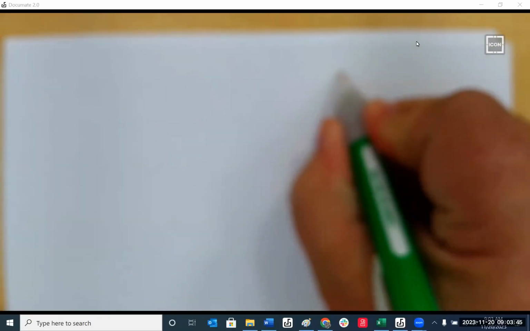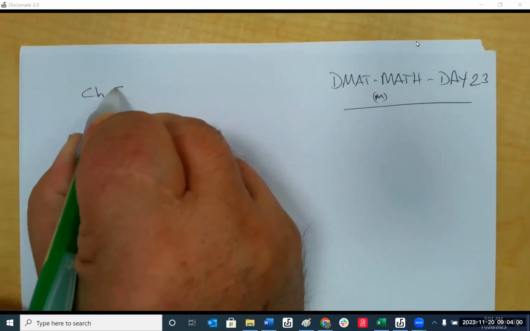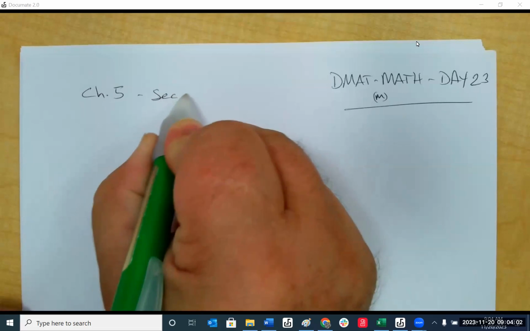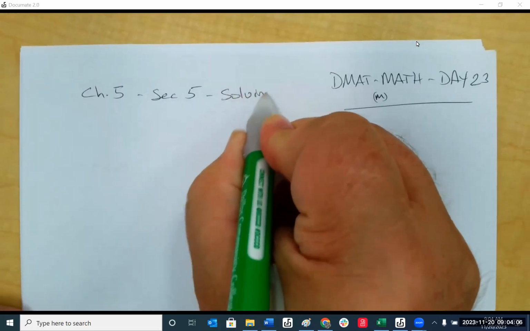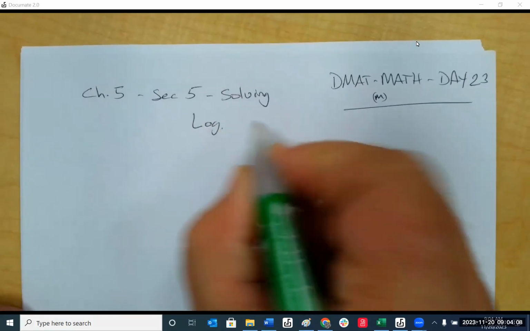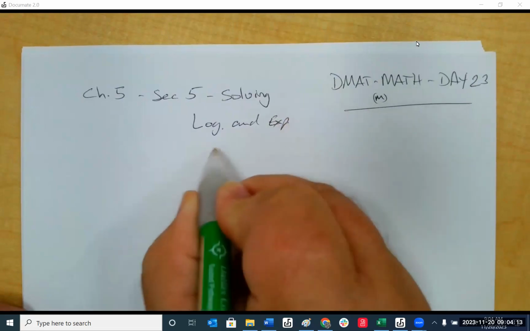All right, let's finish up chapter 4. We're going to do chapter 5, I mean. Chapter 5, section 5, solving logarithmic and exponential equations.